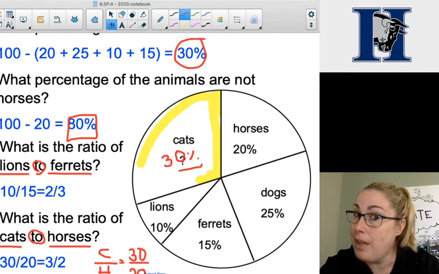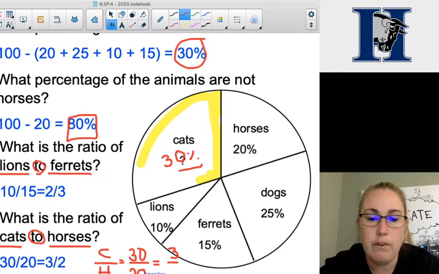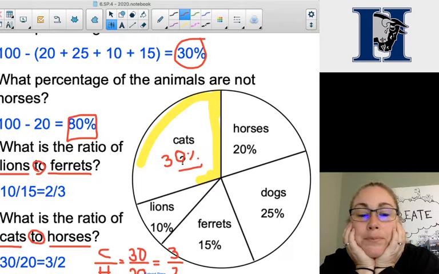I'm glad you said that. Yes, you need to simplify. So what can I divide both of these by? I can divide them both by 10. So this gives me 3 over 2. Now, do you make this an improper fraction? Think about it. Did you think? Are you sure?